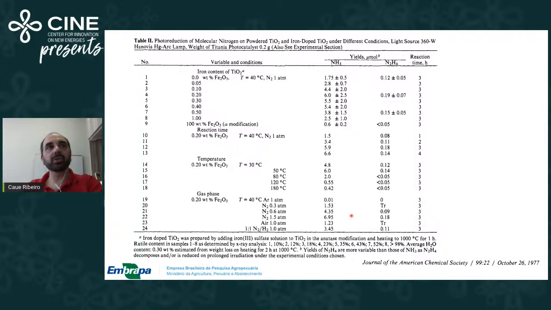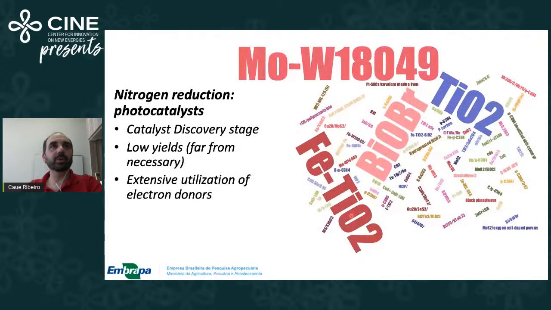Going back again to the word cloud tool, we can do this over the database of papers published in the last 5 years, and we see that other structures other than titanium oxide are gaining attention. For instance, the bismuth oxobromide and the molybdenum tungstates are going faster. Why are they going faster? Possibly because they can produce some intermediates with nitrogen that titanium cannot produce.